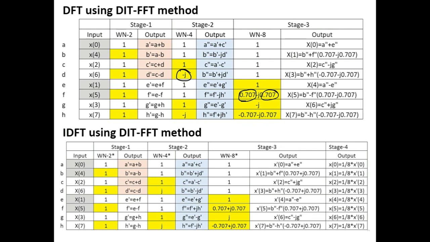And yeah, when you are going for your IDFT, same method, but we use the conjugate. See here, it was minus j. Here we have converted it to j. Sign will change for the complex number. Just sign will change for the complex number. And all the things, they will be same. And in the last stage, if it is a 1 by 8, we went for 1 by 8 multiply. That's it. It's done.